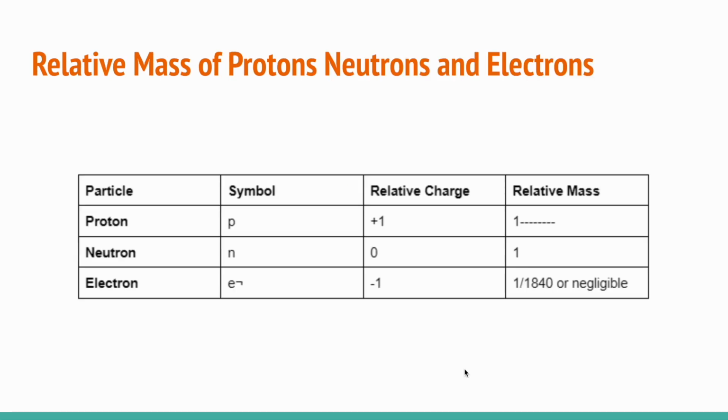So understanding the relative mass of protons, neutrons and electrons is quite important. So protons have a +1 charge and electrons a -1 charge. That was mentioned before. The relative mass of an electron is pretty much negligible. In most specifications, writing negligible will get you the mark, and protons and neutrons have equal mass.